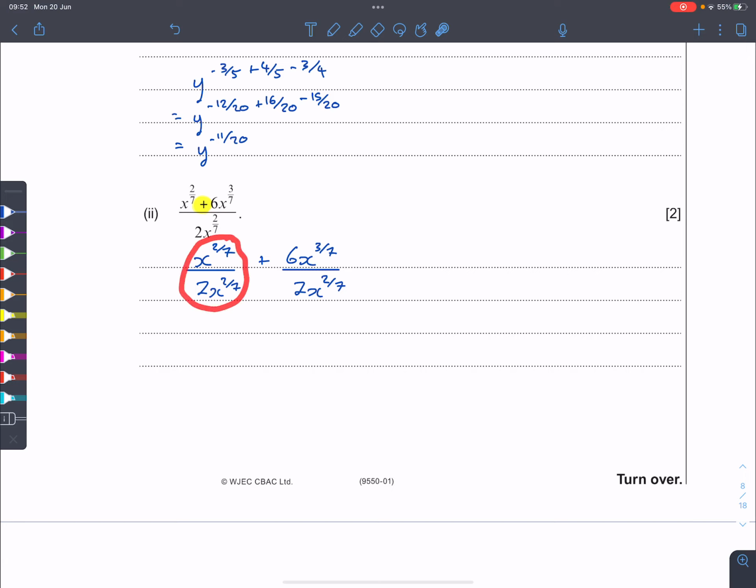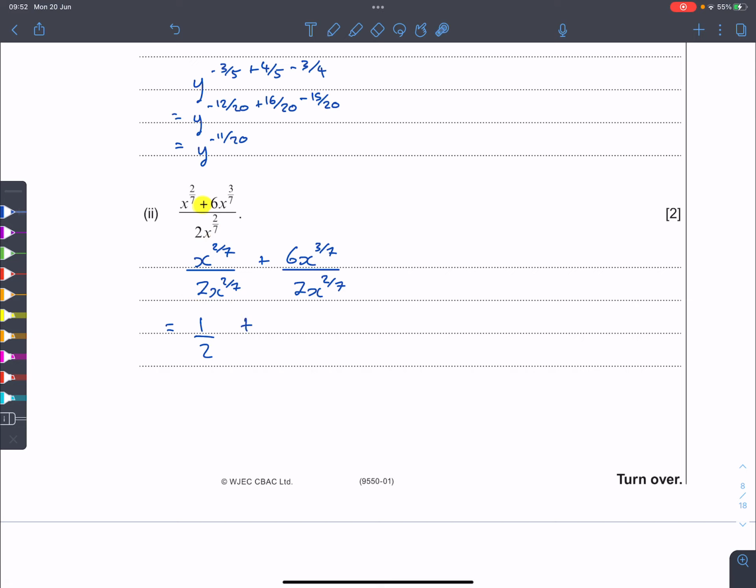We have a division. And when we divide, we can subtract the powers if they come from the same base, which they do. They both have the same base of x. So with the numbers, we got 1 over 2. We can't do anything with that, so I'm going to leave that as 1 over 2. But x to the 2/7 divided by x to the 2/7, well, you've got something divided by itself, haven't you? And that something divided by itself will then cancel out. So actually, this whole fraction just simplifies down to a half.